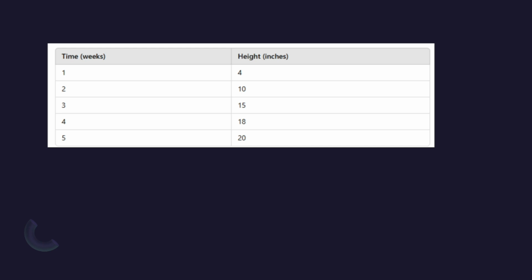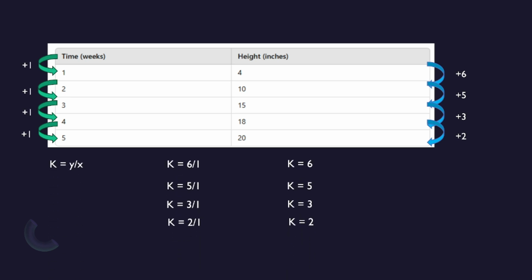Okay, guys, welcome back. We're going to go over this question together. So you should come up with the following. You should see the pattern is going up by 1s. And then you should get like a random pattern right over here: 6, 5, 3, and 2. We're going to use the formula. You can see that when you divide 6 and 1, you get 6. 5 divided by 1 gives you 5. 3 divided by 1 gives you 3. And 2 divided by 1 gives you 2.